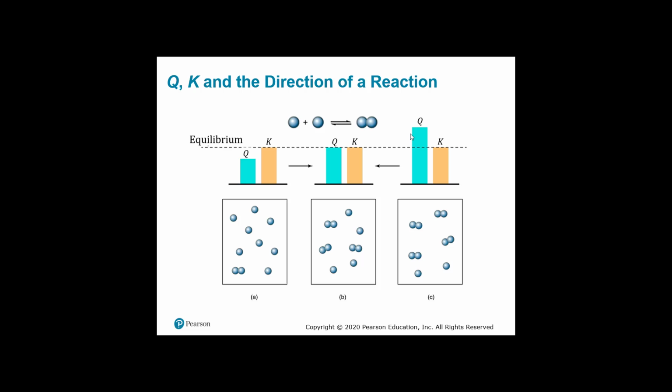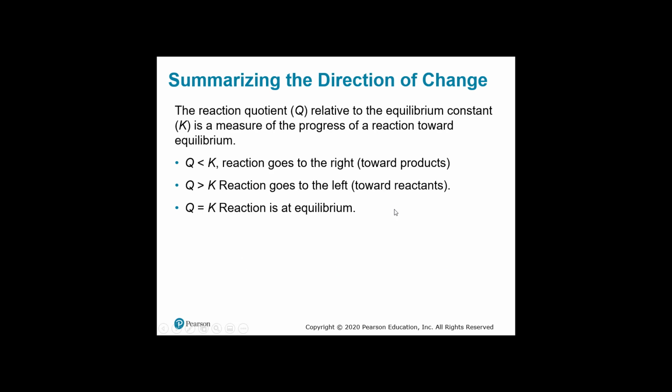So the concentration of products is too large and that of reactants is too small. So it's going to push itself back down. It's going to have the reaction go towards the reactants, to the left, so that it can remove this excess of products and get this back down.